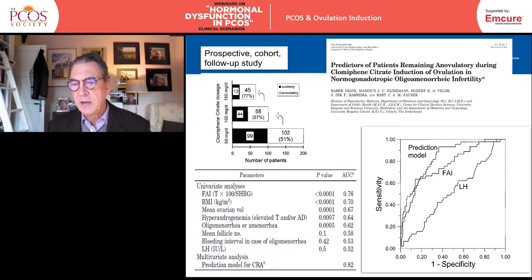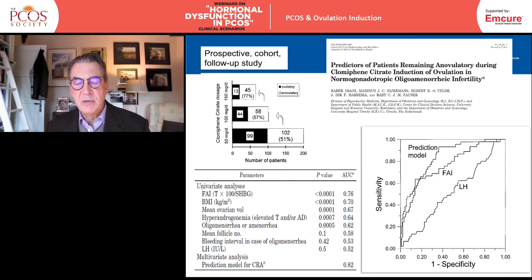And there you see that LH is of no predictive value. So it's like tossing a coin, whether you have elevated LH, yes or no, it doesn't matter. When you have an elevated free androgen index, so elevated androgen levels, yes, there is a predictor. In other words, if you are a woman with higher androgen levels, you have a greater chance of not ovulating when you use clomiphene. And then you develop the prediction model.